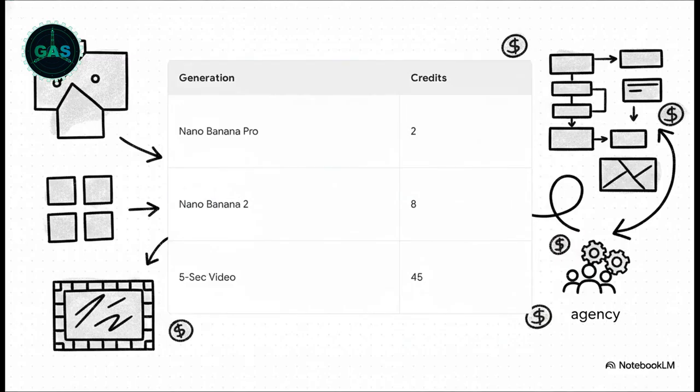Now, to effectively calculate your return on investment per project, you have to look at the actual credit usage per generation type. Generating a high-resolution image on a premium model might cost 2 credits. Running a batch of 4 image iterations could run you 8 credits. Generating a high-end 5-second video asset might consume 45 credits. By mapping out these micro costs, you can accurately budget the exact cost of generating a fully animated website layout versus what it would cost to hire an agency to do the exact same thing.